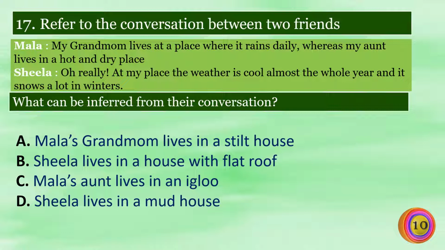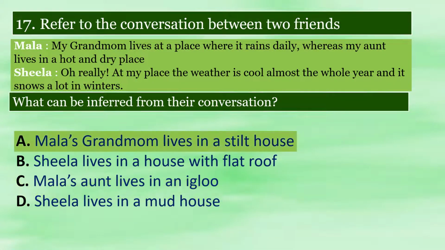Refer to the conversation between two friends. Mala: My grandmom lives at a place where it rains daily, whereas my aunt lives in a hot and dry place. Sheila: Oh really? At my place the weather is cool almost the whole year and it snows a lot in winters. What can be inferred from their conversation? Option A, Mala's grandmom lives in a stilt house. Option B, Sheila lives in a house with flat roof. Option C, Mala's aunt lives in an igloo. Option D, Sheila lives in a mud house.